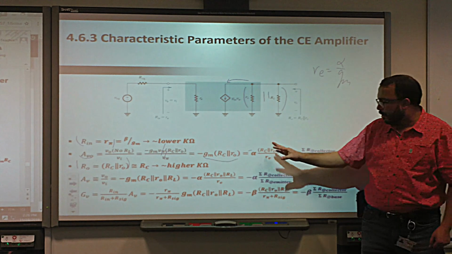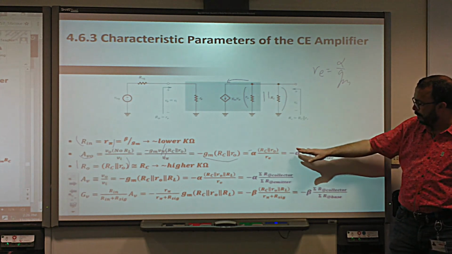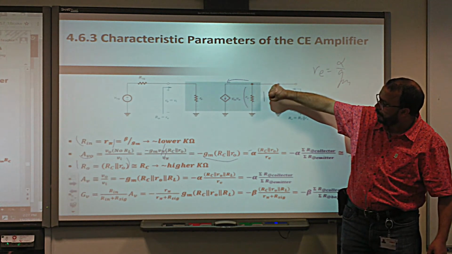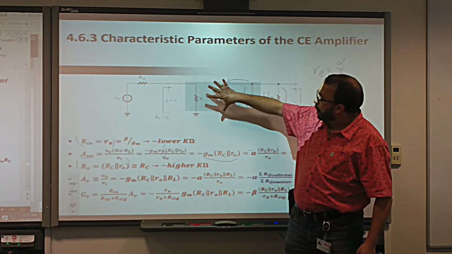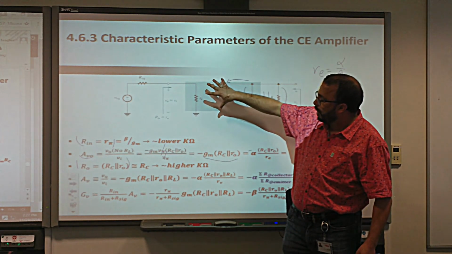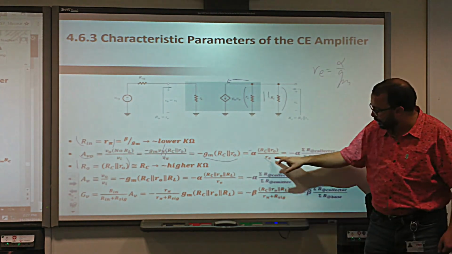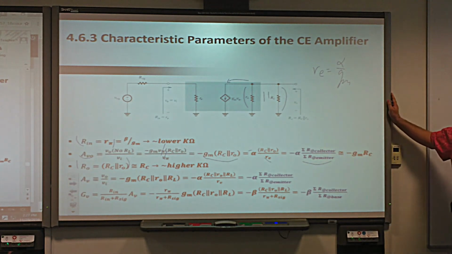Alright, alpha is almost equal to 1. Yes or no? So it's almost minus the total resistance at the collector, which is these two in parallel, divided by the total resistance at the emitter. If I replace this model with the T model, I will have at the emitter only re, yes or no? And that's the one in here. We'll come to see this again and again, okay?